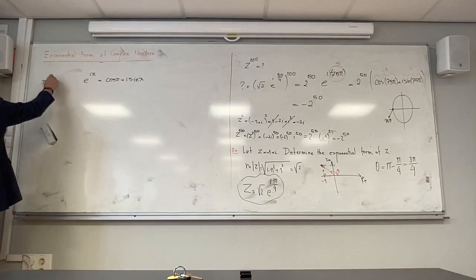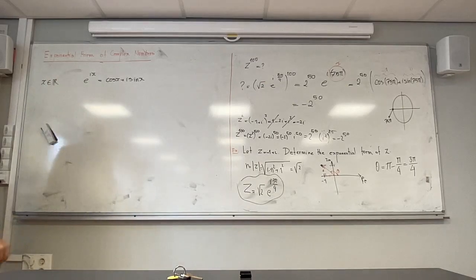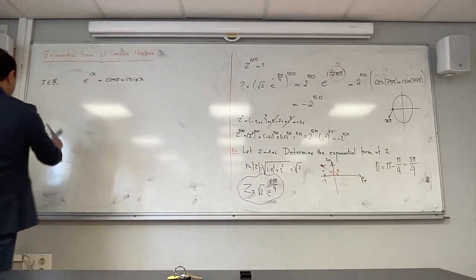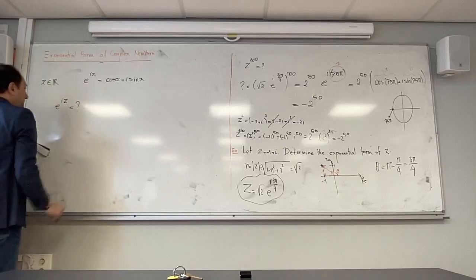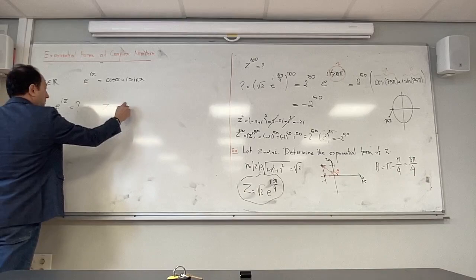Is that the natural question? We are working in the set of complex numbers. The natural question is: what happens if x is not real and it's a complex number? So we want to answer that. Let us see what happens for this guy. Z is a complex number.